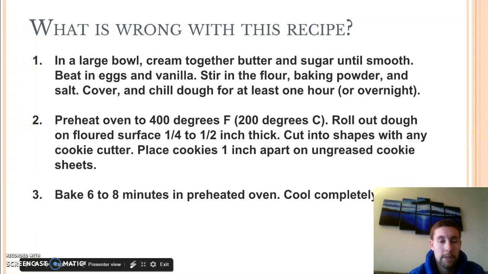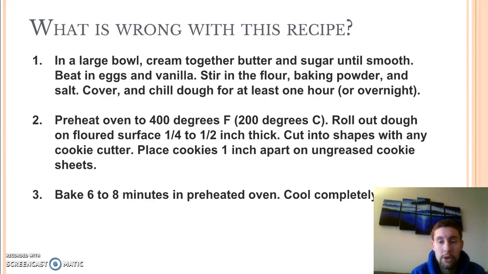Right, so we're going to look at this recipe first. In a large bowl, cream together butter and sugar until it's smooth. Beat in eggs and vanilla, stir in the flour, baking powder, and salt. Cover and chill the dough for at least 1 hour, or overnight. Preheat the oven to 400 degrees Fahrenheit, or 200 degrees Celsius. Roll out the dough on a floured surface 1/4 inch to 1/2 inch thick.